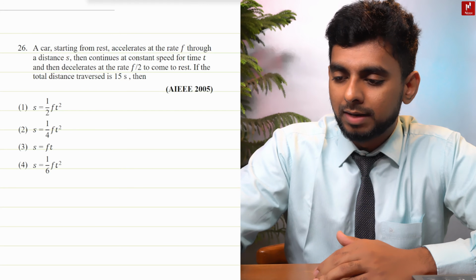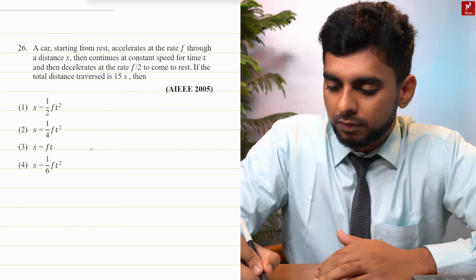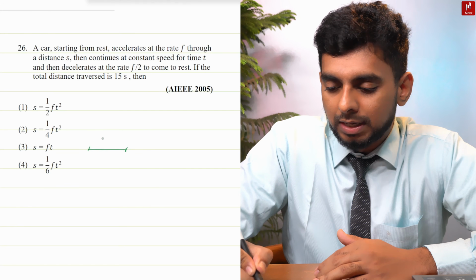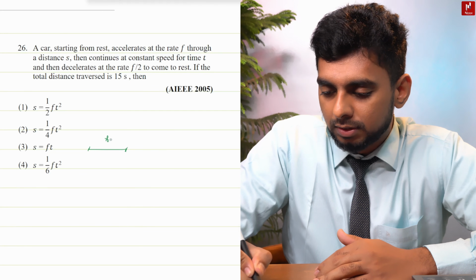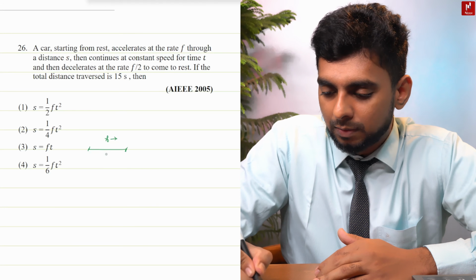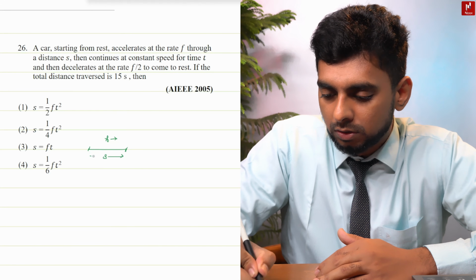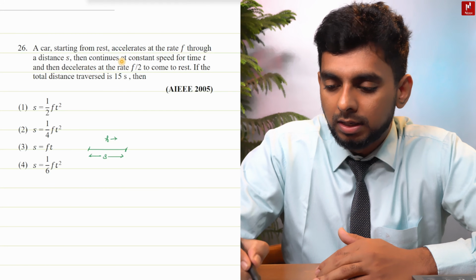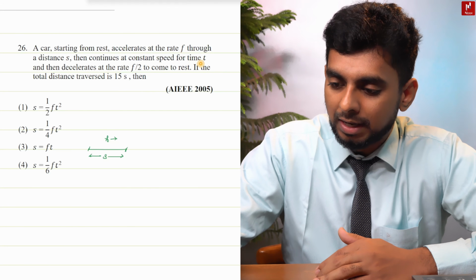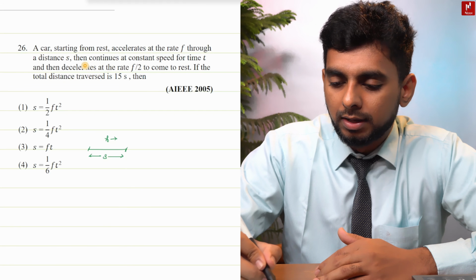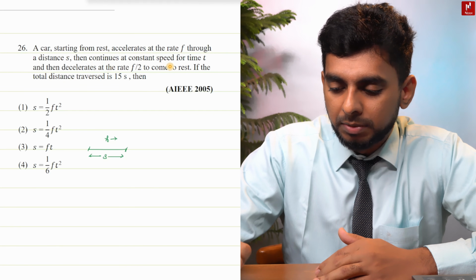If you have to draw a diagram for it, you have a car that's going to accelerate. So the acceleration over here is f. Because of this acceleration, it has covered a distance s. Got it? So this will be the first part of my journey. Then what they've given is, then continues at constant speed for time t and then decelerates. Got it? So then it continues at a constant speed for time t.